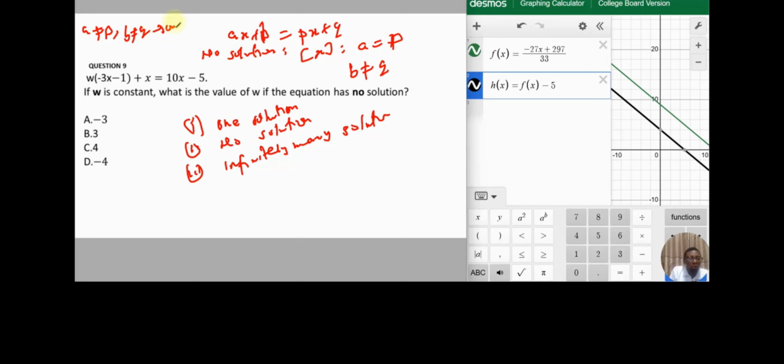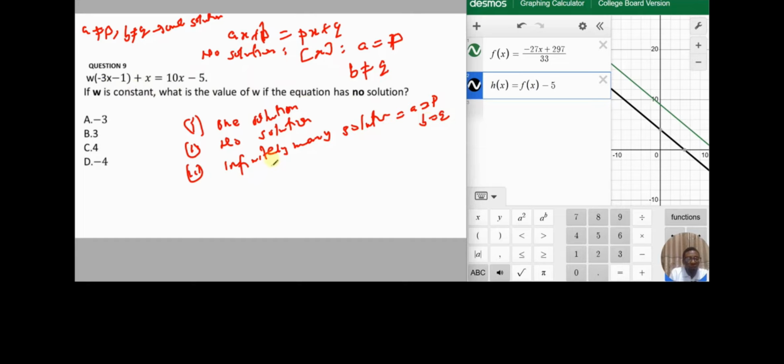This one is for one solution. It will be infinitely many if a equals p and b equals q. That means the coefficients of x are the same and the constants are also the same. So that's infinitely many. So let's quickly solve this question now.